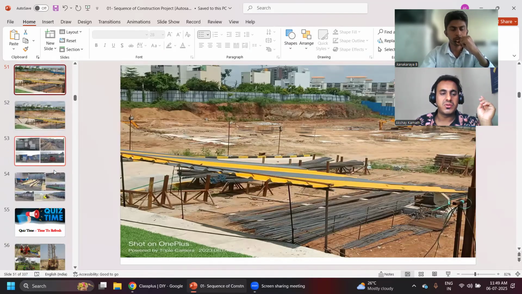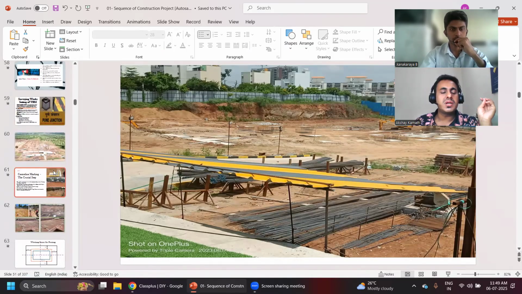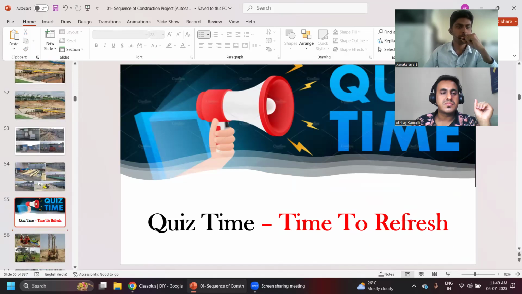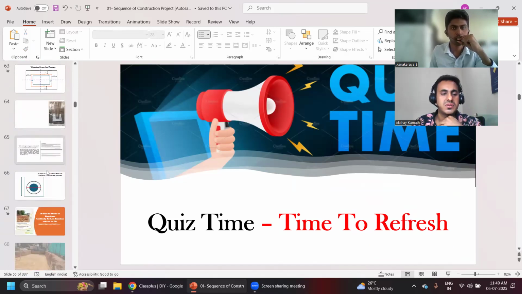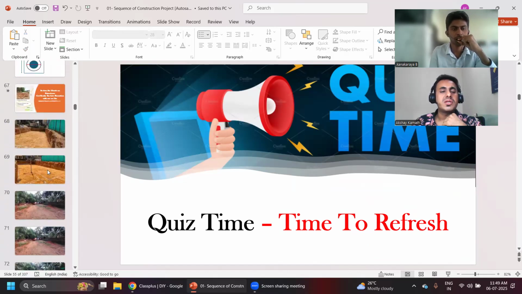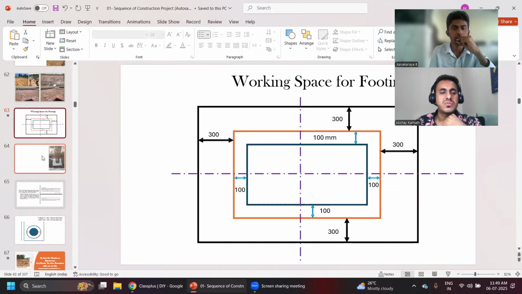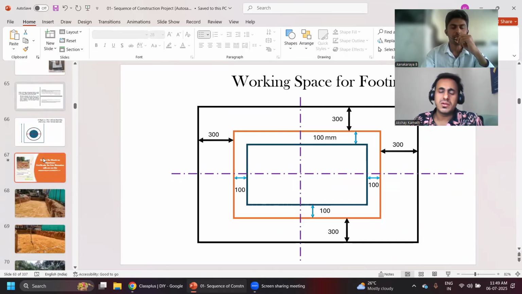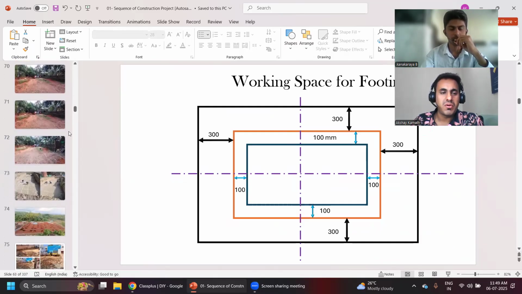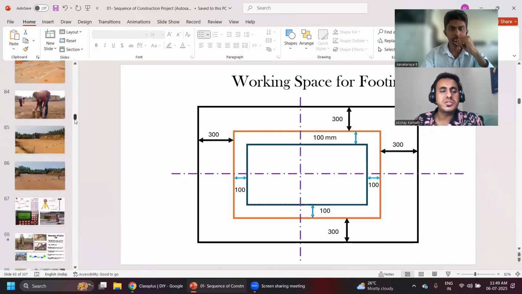Okay. Fine. No problem. What is this SPT test? What is the full form of SPT? Sir, standard penetration test. Okay. Fine. What is working space? Sir, working space is the space which is provided for the laborers to do the work easily. Okay, enough. Understood. How much working space will you take?